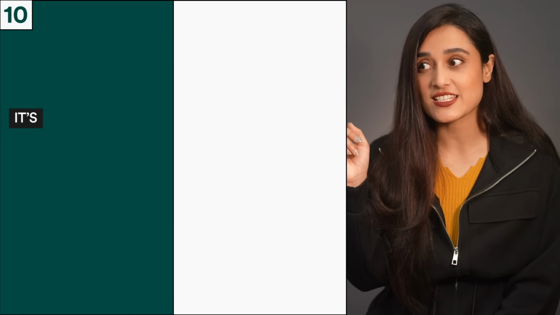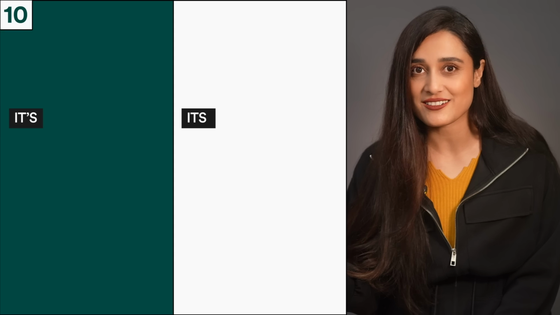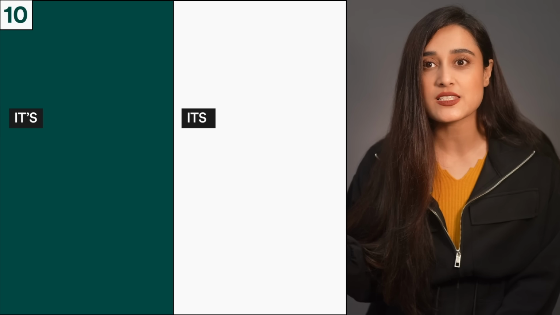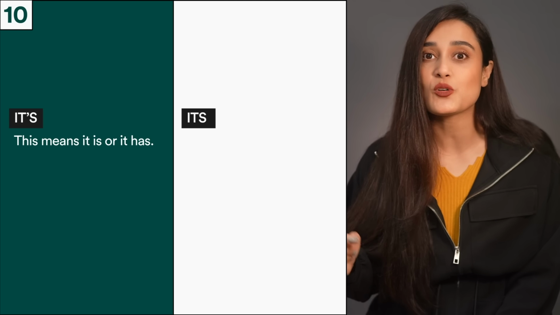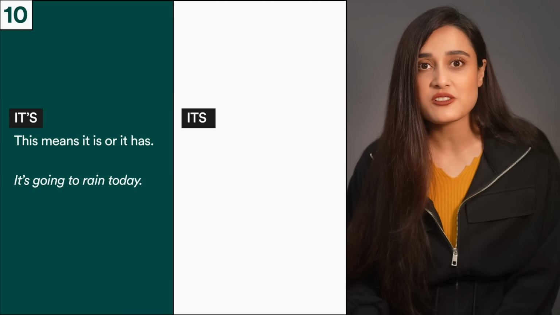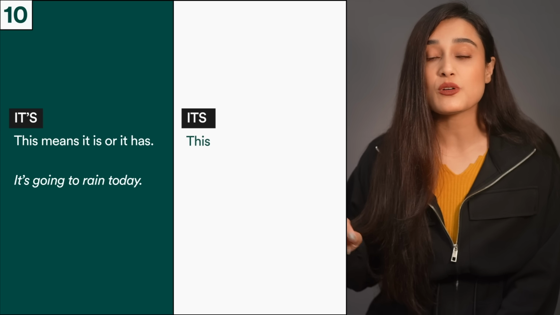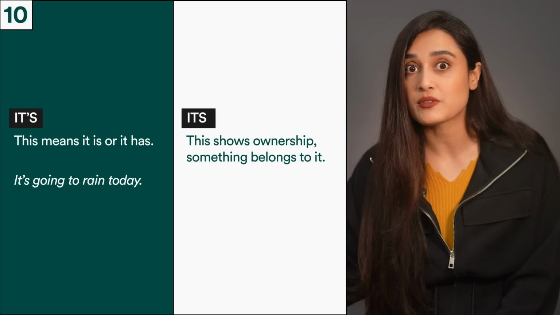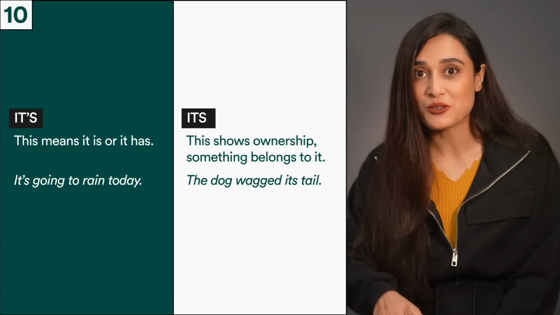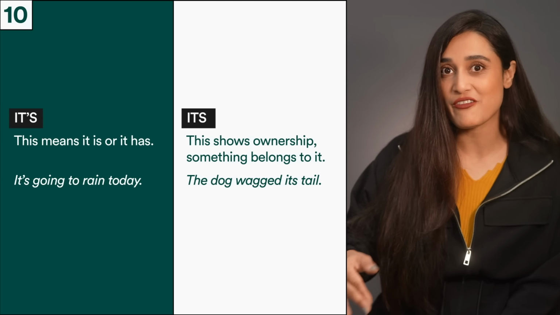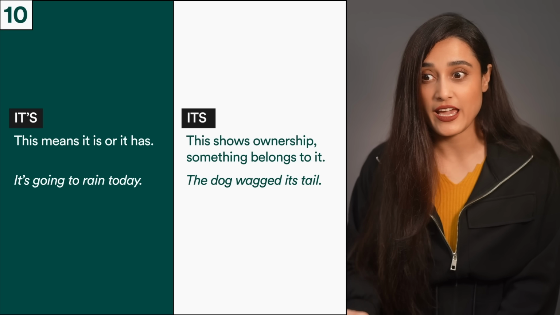Coming to the next pair. It's versus its. They are pronounced the same but are worlds apart. It's with an apostrophe is it is or it has. It's is short for it is or it has. It's going to rain today. Second one, its without an apostrophe, shows ownership. Something belongs to something or someone. The dog wagged its tail. The tail that belonged to the dog wagged. So the dog wagged its tail. Ownership, possession. Okay.